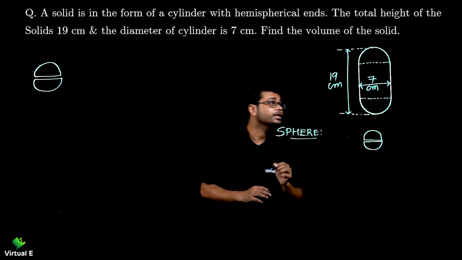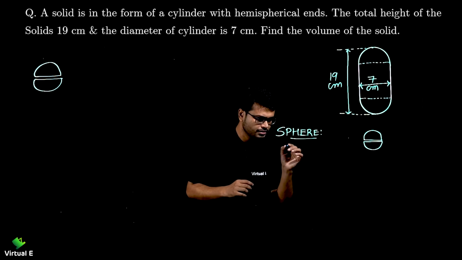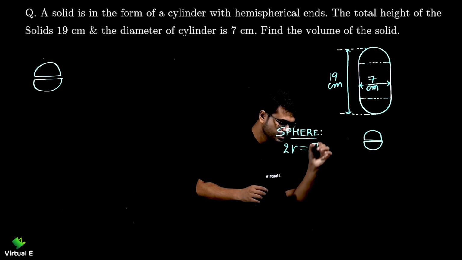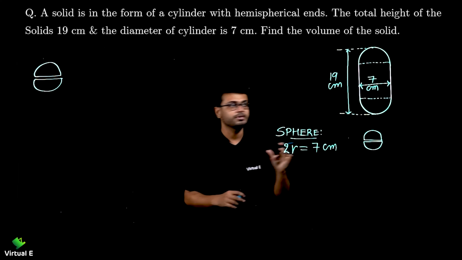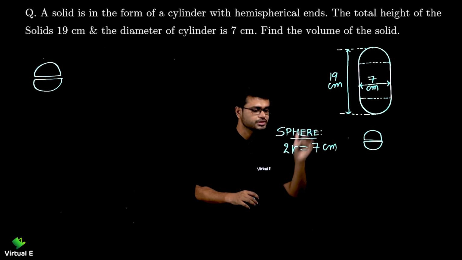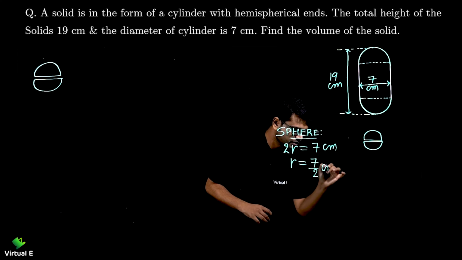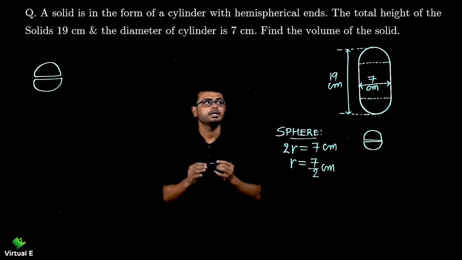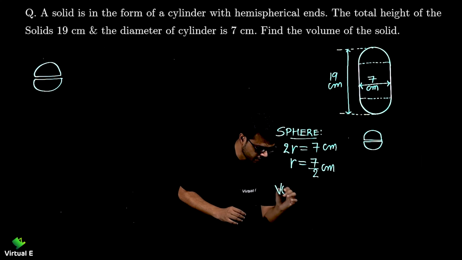For a sphere, we only need one dimension, which is the radius, right? So here 2r is equal to 7 centimeter. Can you tell me why 2r is equal to 7 centimeter? Because it is given that it is the diameter, right? So radius will be what? 7 by 2 centimeter. Done? Now we need to find the volume. Remember, we are talking about the volume.